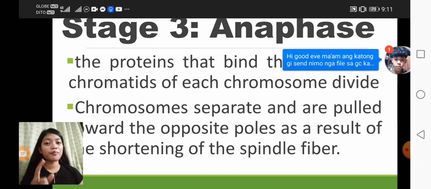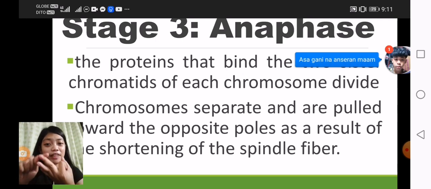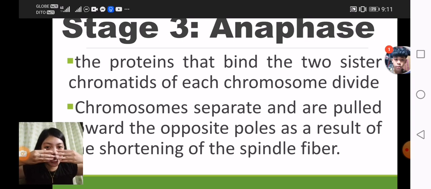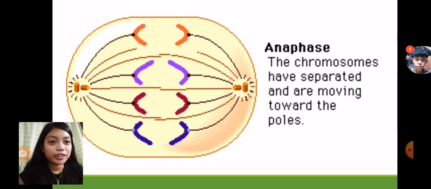What we remember is PMAT: prophase, metaphase, anaphase, telophase. In prophase the spindle fibers form. Next is metaphase, where the chromosomes line up in the middle. Then in anaphase the chromosomes separate because the spindle fibers shorten. So prophase, metaphase in the middle, anaphase separated. Look at the picture: the chromosomes have separated and are moving towards the poles.